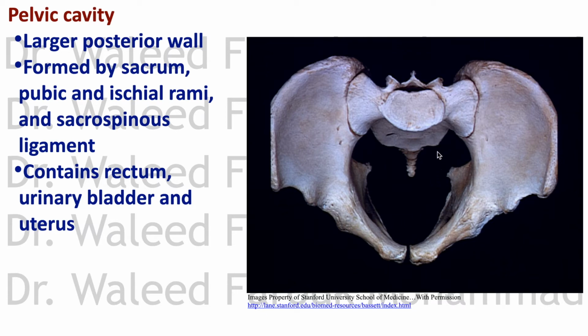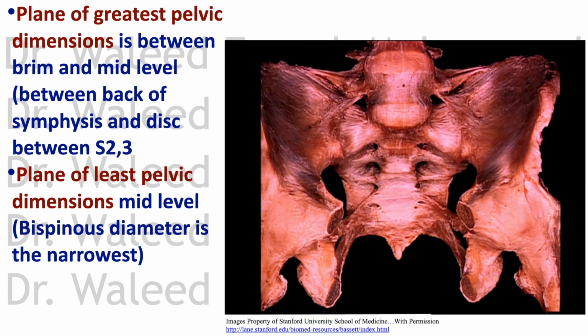It contains the rectum and the urinary bladder, or the rectum, the uterus, and the urinary bladder at the front. This is the organization of organs in the pelvic cavity. Okay, so this is about the pelvic cavity.